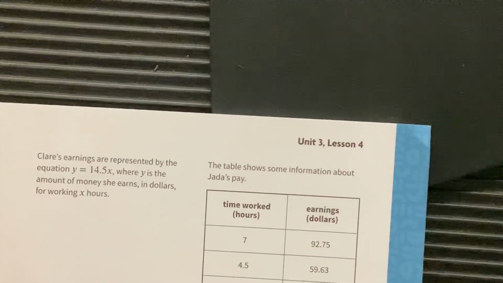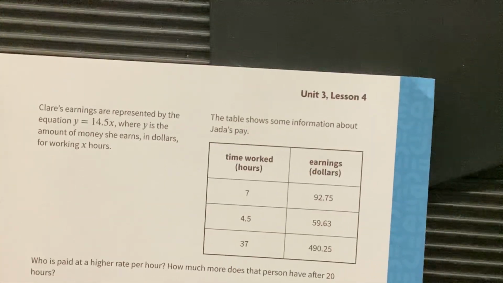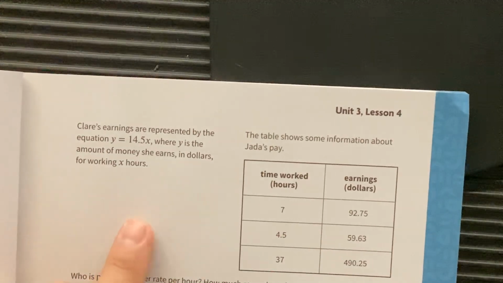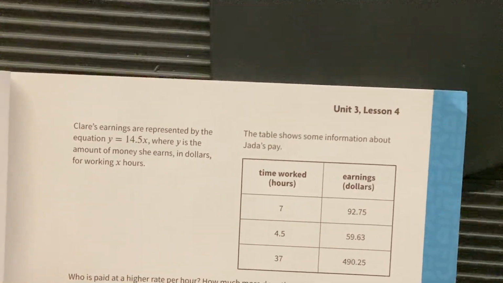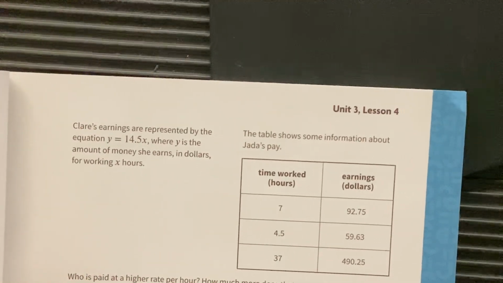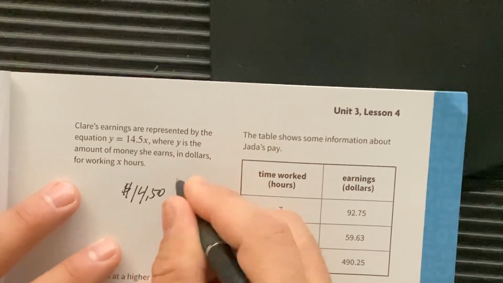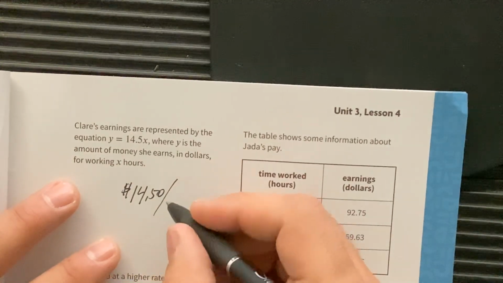All right, last one I want you to look at is in the summary, page 41. Comparing earnings again. Looking at Claire's. Raise your hand if you can tell me how much money Claire is making by looking at the equation. $14.50 an hour. Whereas Wyatt would say $14.50.